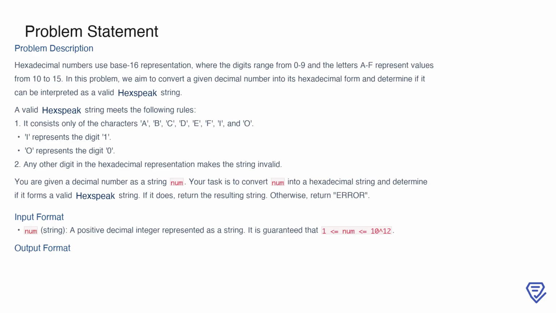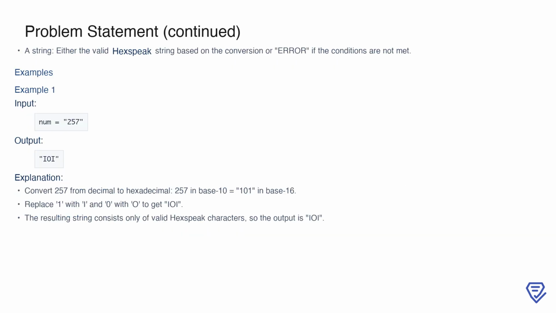The input to the problem is a positive decimal number provided as a string, and the output is either the valid Hexspeak string or the string error. The output format is straightforward. It will be a single string, either the valid Hexspeak string based on the conversion process or the string error if the given number does not meet the criteria. Let's look at some examples to understand this better.